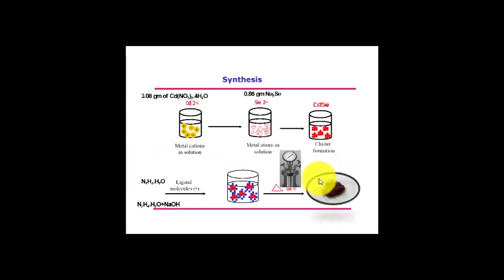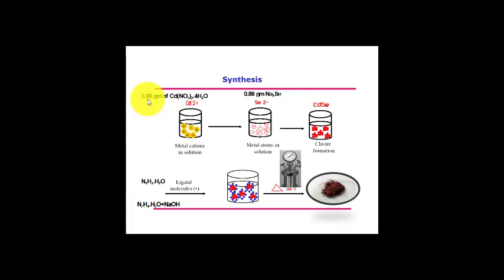So first of all, the synthesis of cadmium selenide. This is the whole procedure for the synthesis of cadmium selenide. You can see these are the starting materials. We have metal cations in solution, just like 3.08 gram of cadmium nitrate. It contains cadmium ions. These are metal cations. In hydrothermal method, the precursor material is very important because we need to use such kind of precursor material which can easily be dissolved into water or some other aqueous solvent.